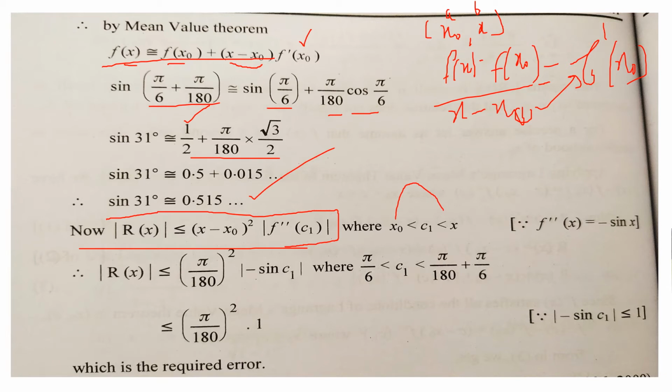We know that x is 31 degrees and x0 is 30 degrees, so the difference is only 1 degree, and 1 degree can be written as π/180. The double derivative of the function will be −sin c1, and c1 lies in this interval. We also know that the value of the sine function always lies between −1 and 1, so its modulus is always less than or equal to 1. The error will be less than or equal to this. Very small error.